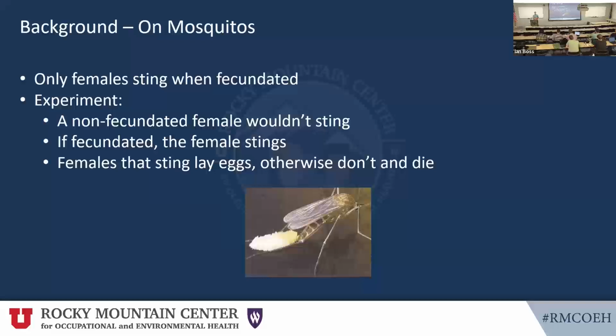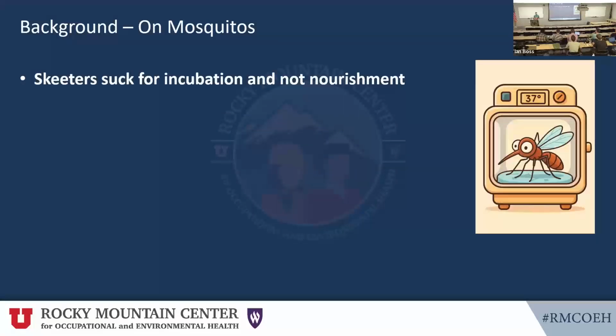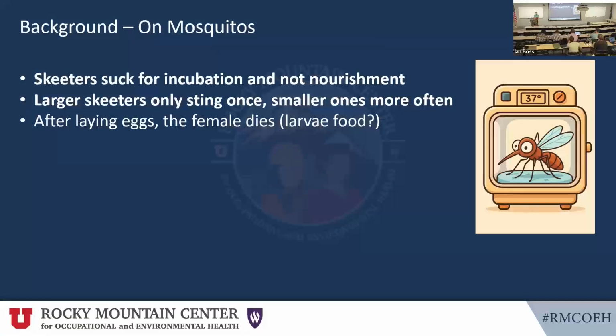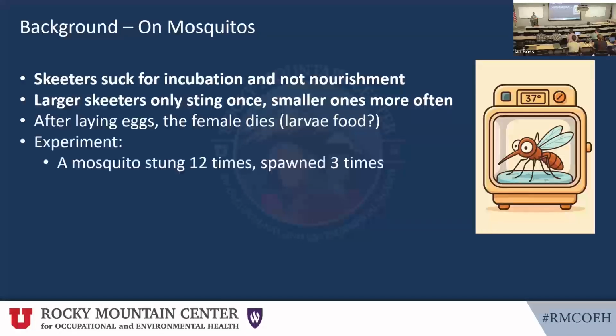He noted that the fecundated females would lay eggs. So this came to his hypothesis that they suck blood for incubating eggs rather than for their nourishment. It's true, that is why they suck the blood. He also found that the larger ones only sting once, the smaller ones more often, in theory because it needs to get more blood to do more of the incubation process. After laying eggs, mosquitoes die, presumably so that the larvae could eat them. Then he performed an experiment where he stung himself with a mosquito lots of times and it laid eggs.